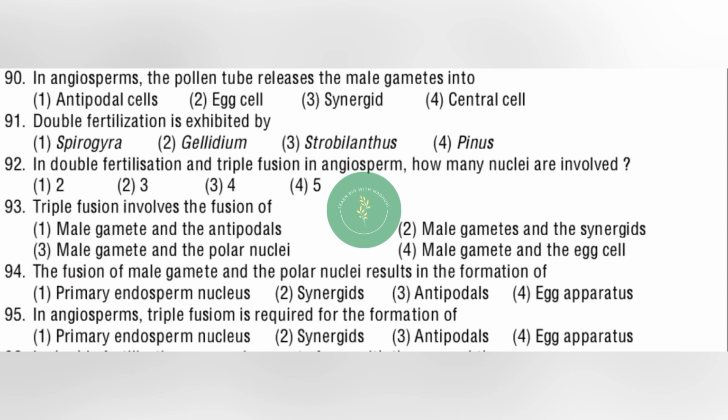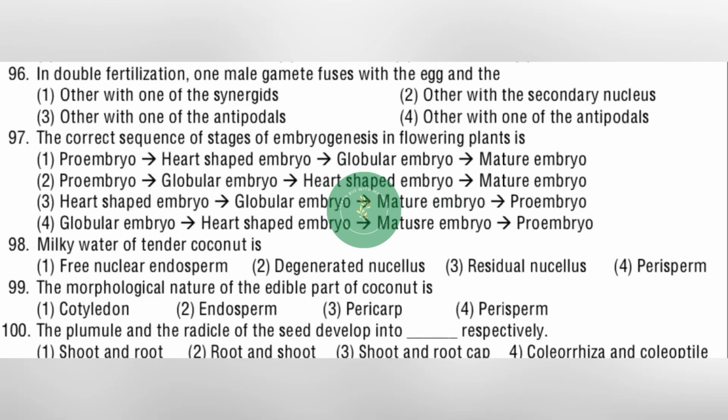Question number 95. In angiosperms, triple fusion is required for the formation of, and the option is 1, primary endosperm nucleus. Question number 96. In double fertilization, one male gamete fuses with the egg and the other, it is option number 2, with the secondary nucleus. Question number 97. The correct sequence of the stages of embryogenesis in flowering plants is option number 2, proembryo, globular embryo, heart-shaped embryo and then the mature embryo.